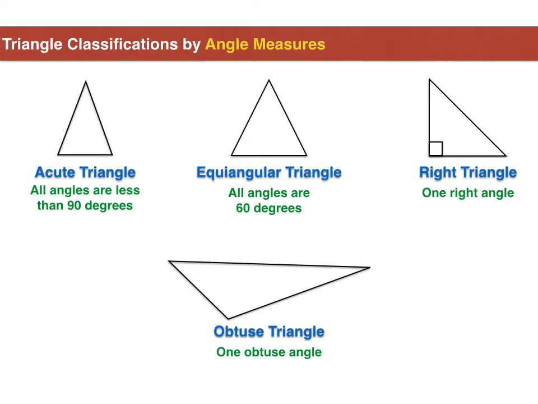Here's how we classify triangles by their angle measures. The first is an acute triangle, where all angles are less than 90 degrees. The second is called equiangular, where all angles are 60 degrees. The third one is a right triangle, where one right angle is 90 degrees. The last one is called an obtuse triangle, where one angle is obtuse, or greater than 90, but less than 180.